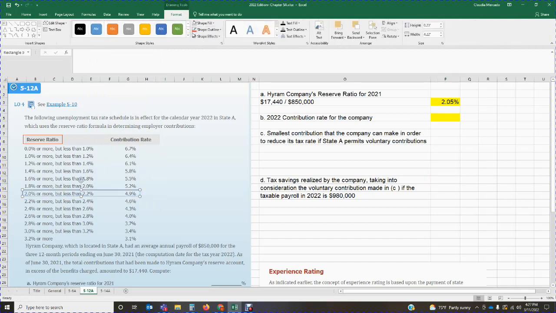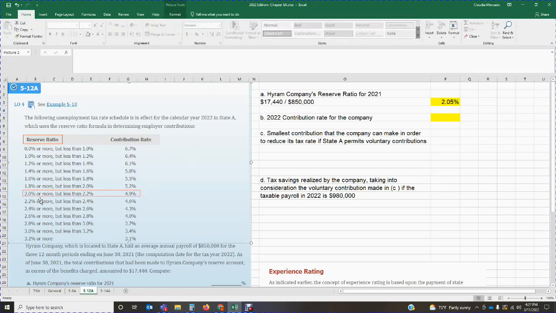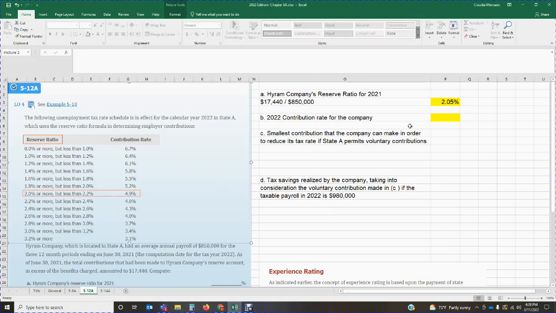Okay, that falls between 2% or more, but less than 2.2%. My contribution rate is going to be 4.9%. So in this particular case, we don't have to do any calculations. It's just locating the information, the reserve ratio in the tiers provided, and then locating our contribution rate based on that tier. So we're looking at a contribution rate of 4.9%.